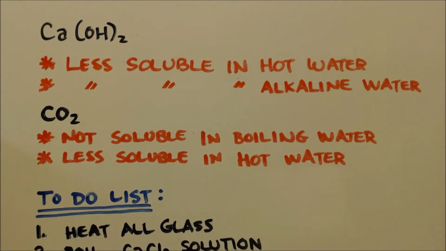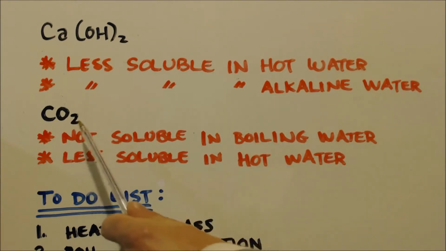Since I just did a video on it, I'm going to talk about calcium hydroxide. This is a good example too, because calcium hydroxide is less soluble in hot water. Most things, the hotter the water is, the more you can get in it, right? Not when it comes to calcium hydroxide. Also, it's less soluble in alkaline water, and you're putting sodium hydroxide in there, and you're making calcium hydroxide, both alkaline, so that's going to make it less soluble.